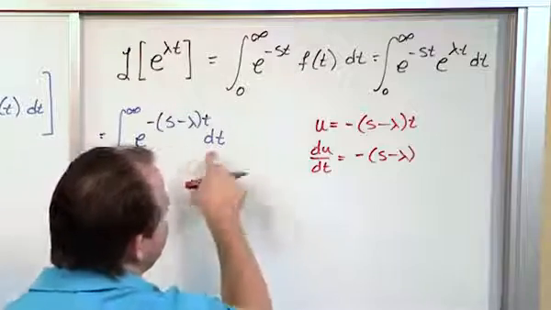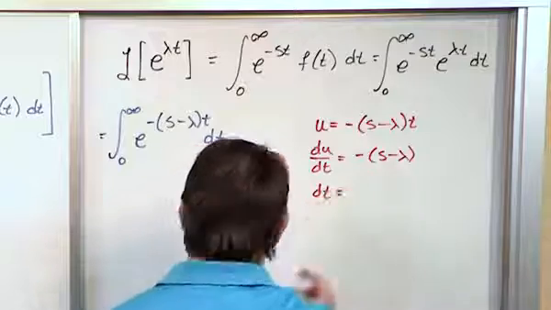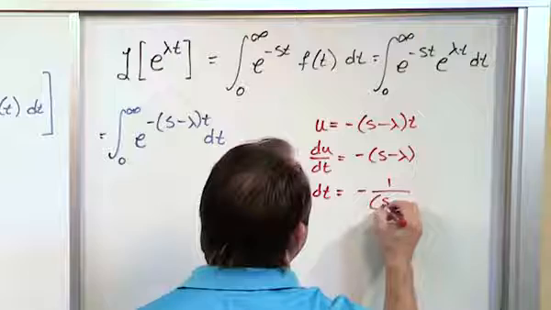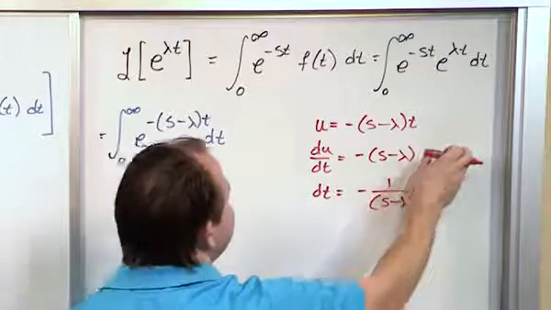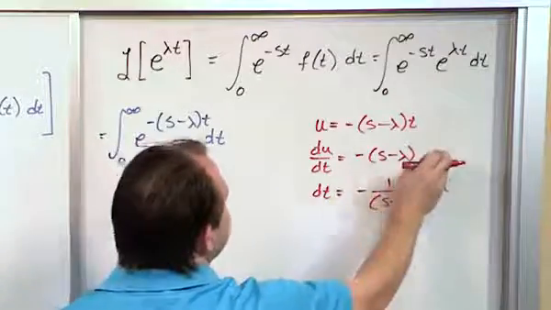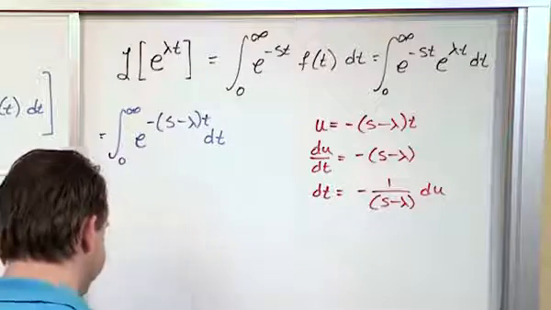Now since we're going to end up substituting it back here, we want to solve for dt. And so what we're going to get is negative 1 over s minus lambda du. All we've done here is move the dt over here, and then we've taken all of this stuff and moved it over here so we could solve for dt, getting 1 over s minus lambda du.